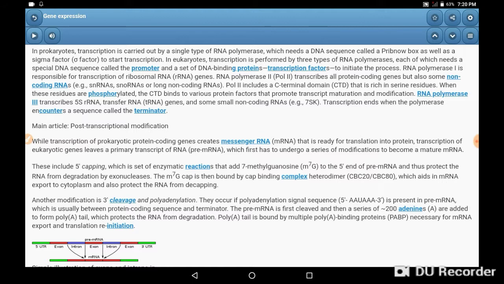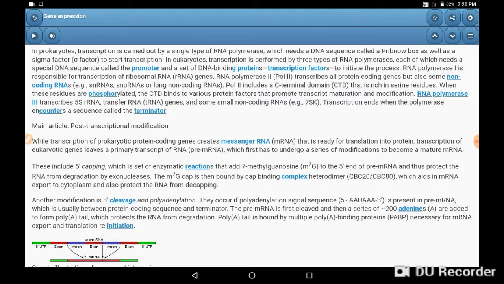RNA polymerase I is responsible for transcription of ribosomal rRNA genes. RNA polymerase II (Pol II) transcribes all protein-coding genes but also some non-coding RNAs, e.g., snRNAs, snoRNAs or long non-coding RNAs. Pol II includes a C-terminal domain (CTD) that is rich in serine residues. When these residues are phosphorylated, the CTD binds to various protein factors that promote transcript maturation and modification. RNA polymerase III transcribes 5S rRNA, transfer RNA (tRNA) genes, and some small non-coding RNAs, e.g., 7SK. Transcription ends when the polymerase encounters a sequence called the terminator.